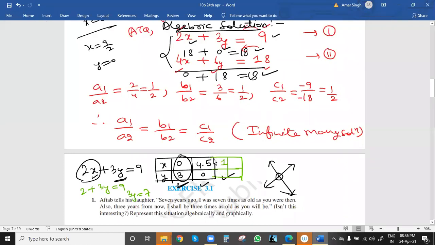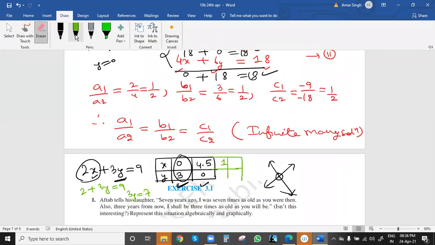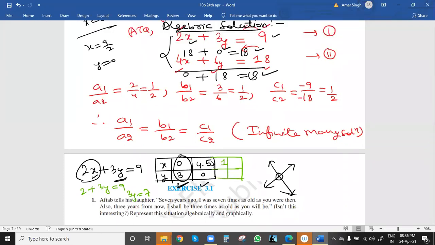If X equals 3, then it would be a whole number, so we can avoid these fraction values. If you take X value 3, 2 threes are 6, so 9 minus 6 equals 3, and 3y equals 3, so Y equals 1. Correct.